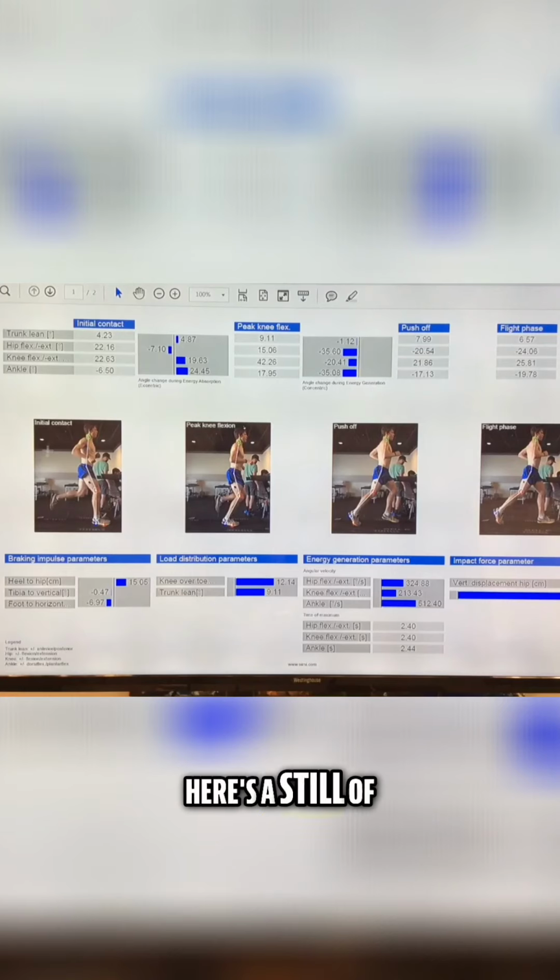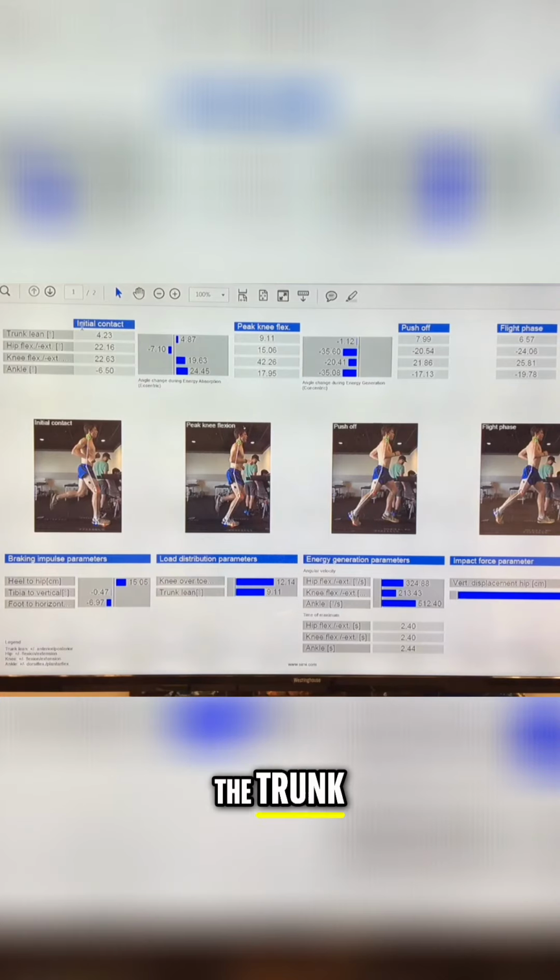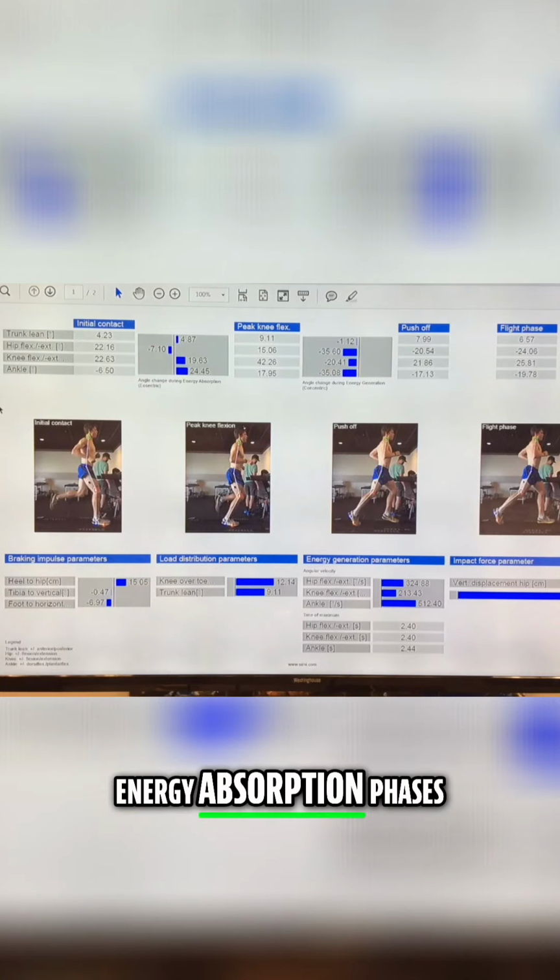Here's a still of initial contact, peak knee flexion, push off, and flight. Here are their corresponding ranges of motion at the trunk, hip, knee, and ankle for initial contact here, peak knee flexion, and etc.